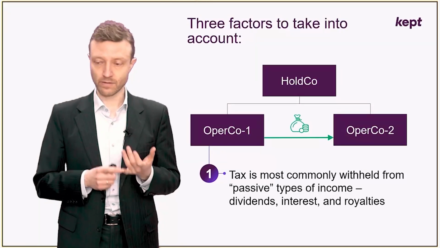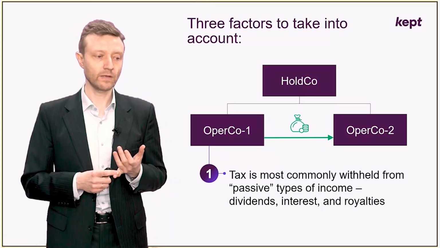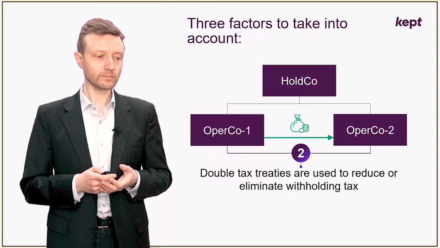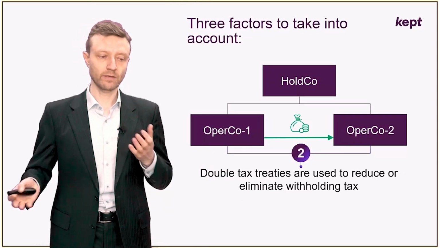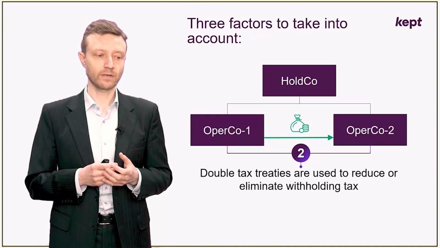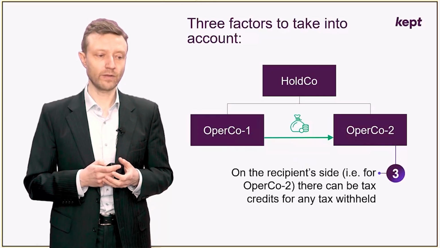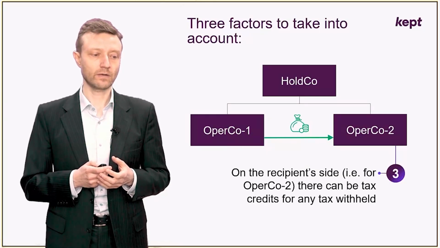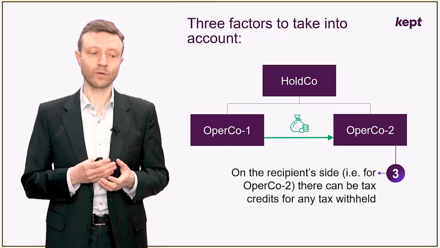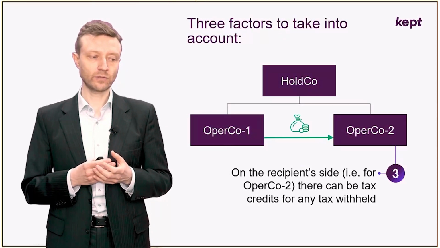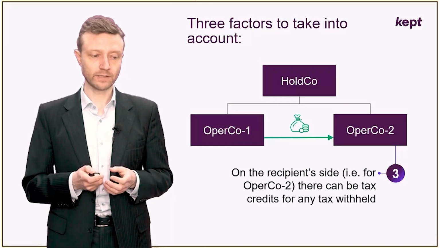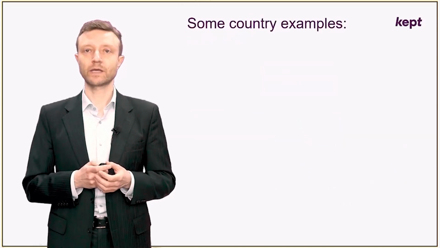So first of all, three factors need to be taken into account. First, tax is most commonly withheld from passive types of income: dividends, interest, and royalties. Second, there are double tax treaties between different countries that can be used to either reduce or even completely eliminate this withholding tax. And on the recipient side, the withholding tax that was withheld in the country of operating company one can be credited if withholding tax is unavoidable. So it's important to take this into account.